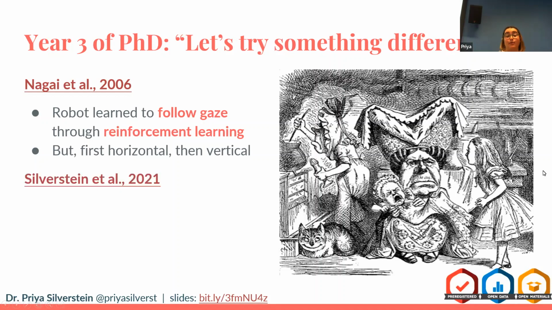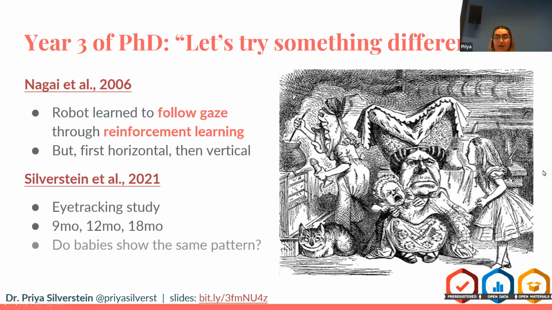And so basically we wanted to know, do babies do this too? So we designed an eye tracking study. We tested 9-month-olds, 12-month-olds, and 18-month-olds, looking at whether babies show the same pattern. Do babies learn to follow gaze horizontally before they learn to follow gaze vertically? And this is a photograph from me testing the babies. So you can see me over here, and then the kind of angry parent, as often it is, or caregiver. And the crying baby, very realistic for conducting infant studies.